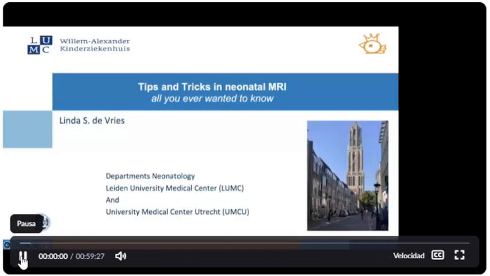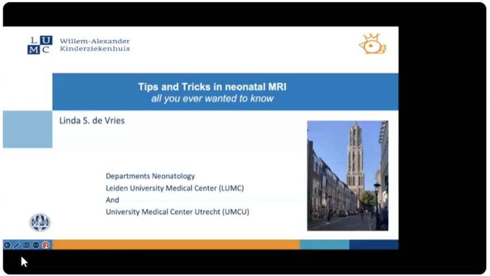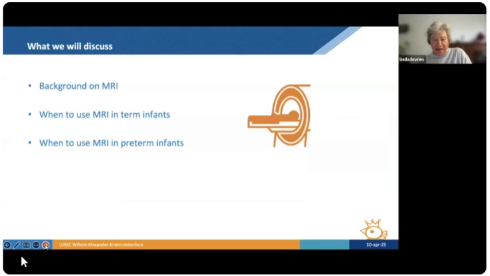Over the last 5 years, but looks now really, really good. So I first will have just a tiny little bit about the background on MRI, just a few slides, and then I get back to the clinical use of MRI in term infants and also when to use the MRI in preterm infants.